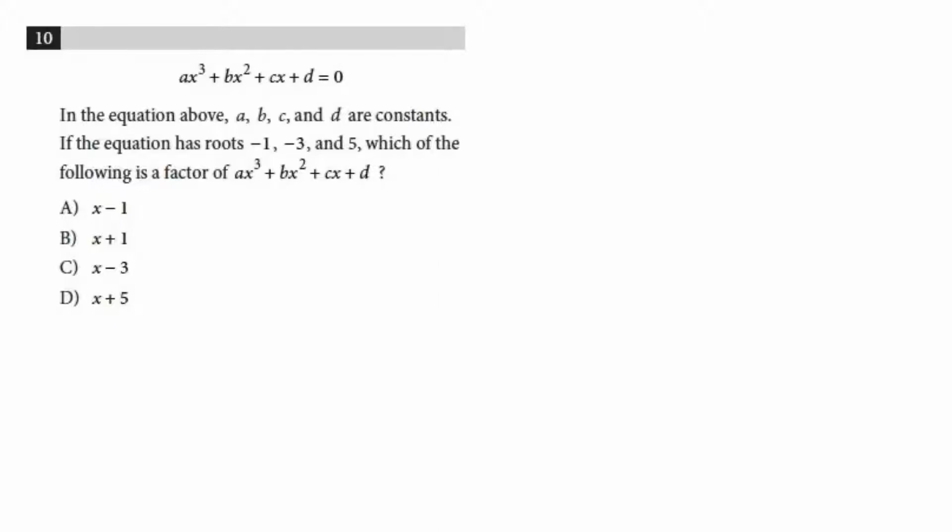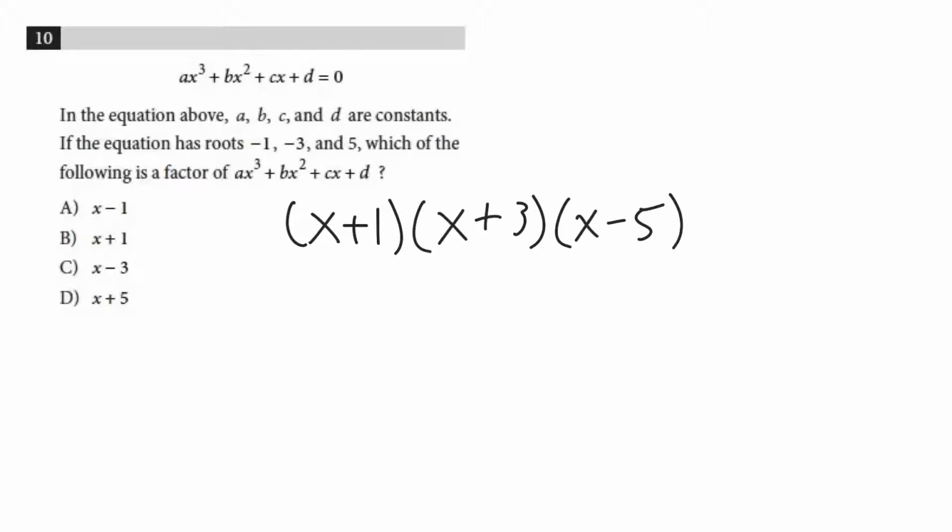Okay. If we know that we have roots at these points, that means we must have factors as such. So if we have a root at x equals -1, we must have a factor of x plus 1. If we have a root at -3, we must have a factor of x plus 3. And if we have a root at 5, we must have a factor of x minus 5.